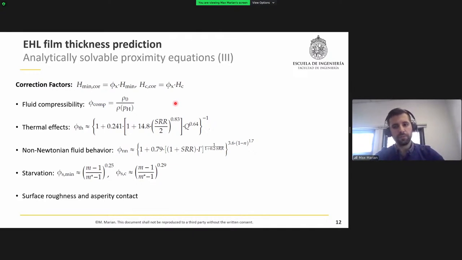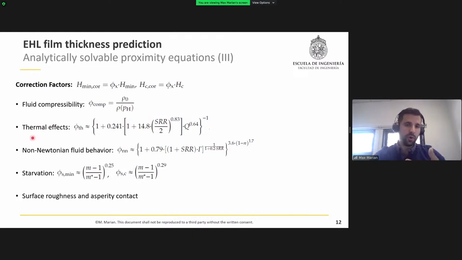We know that the lubricant compressibility plays no major role in the minimum film thickness formation, but the central film thickness formation can be influenced under certain conditions, and therefore we can adjust the predictions for compressible fluids from the incompressible approximations with the base density rho 0 using this kind of correction factor, whereby any model could be used to calculate a density at the respective Hertzian pressure pH.